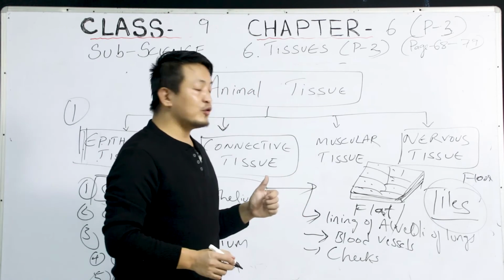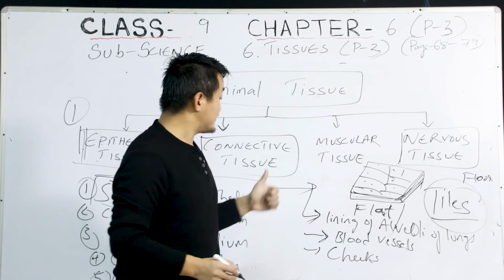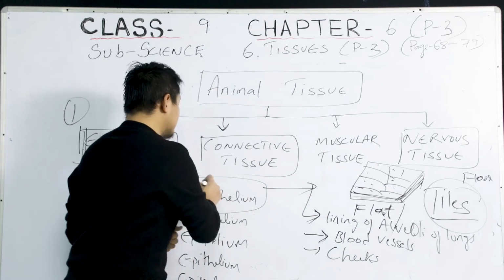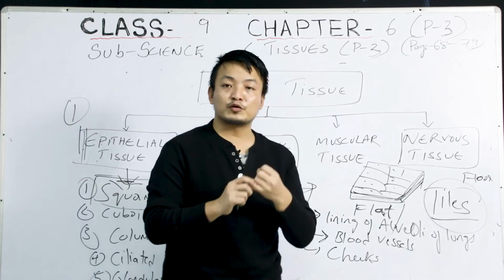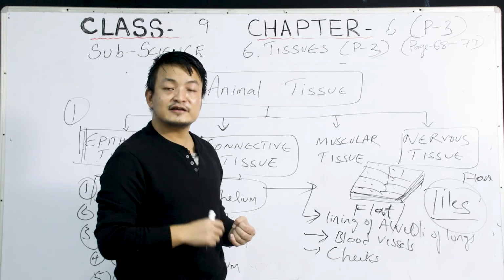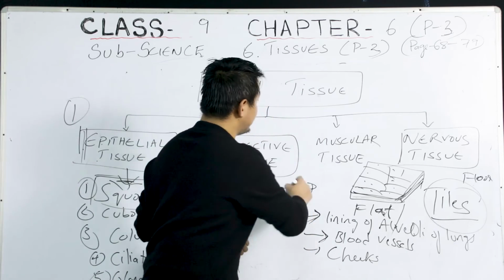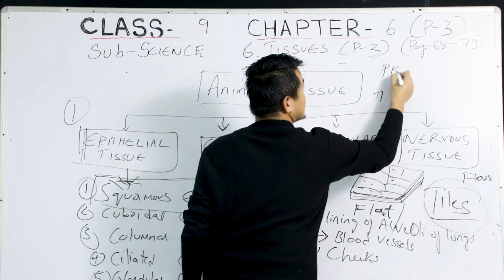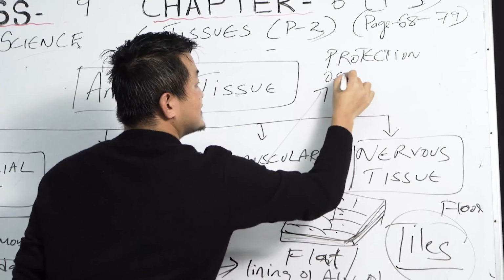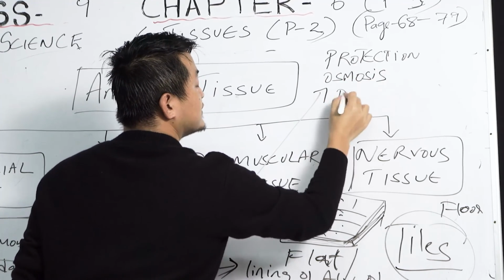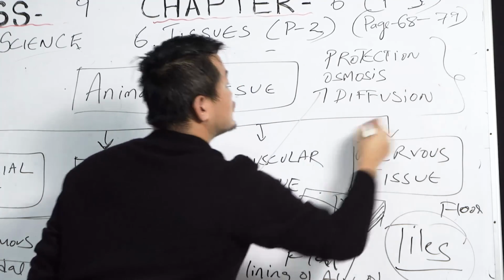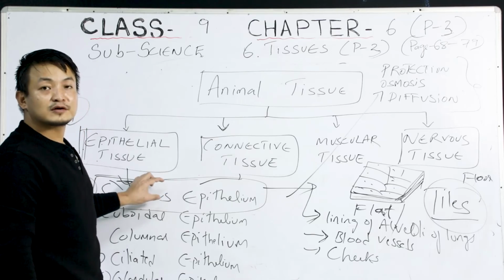Now one very important thing is the function. As I've said, the names, the location and functions are important. The function for this squamous epithelium would be protection, and then osmosis and diffusion. So I'll write the function over here: protection, osmosis and diffusion. This is the main role for this squamous epithelium.